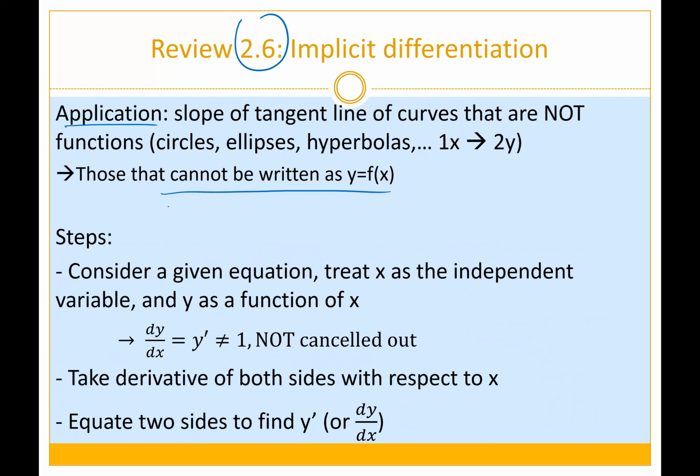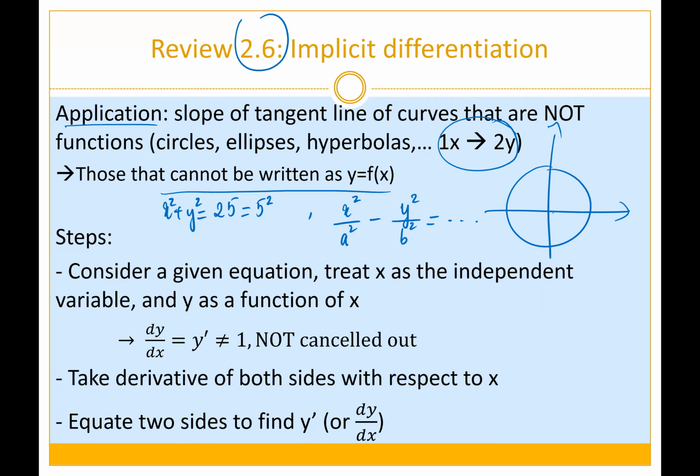Say things like a circle, like x squared plus y squared equals 25, or 5 squared. This is the equation of a circle. Or you have things like x squared over a squared minus y squared over b squared equals something. This is a hyperbola. Graphically, it's going to be some function that when you draw it out, say like a circle, one value of x can give you two values of y. Or like an ellipse or hyperbola, it doesn't really matter. If one value of x gives more than one value of y, then that's a function where you're going to use implicit differentiation if you want to find the derivative.